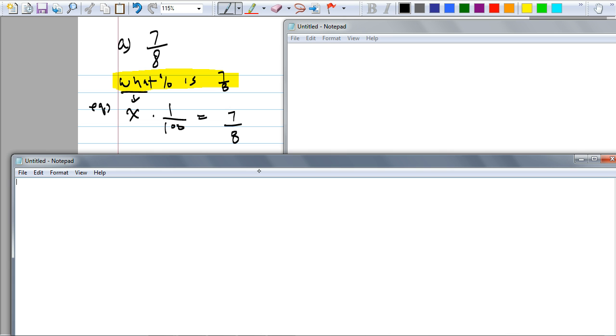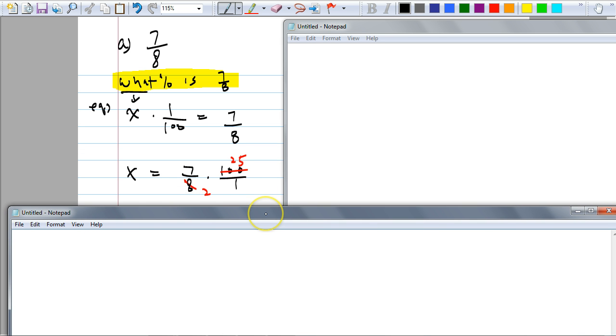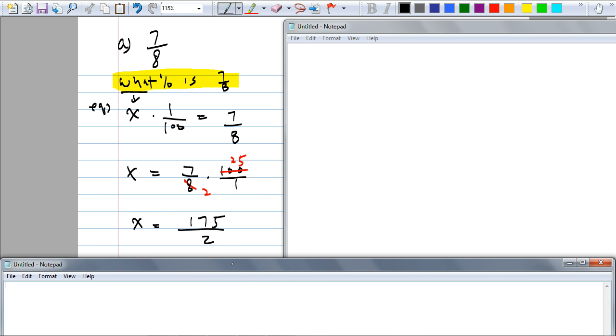Stephanie, what did you get as your answer? 175 over 2. Okay, how many people got that as the answer? Okay, so look, multiply both sides by 100. Doesn't 8 and 100 you could divide top, right? What goes into 8 and 100? They're both even, so 2, but also 4 goes in. So 175 over 2 is the correct answer. Easy enough? Does that make sense?